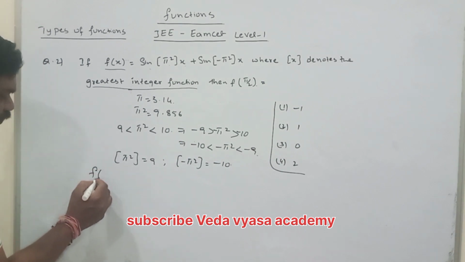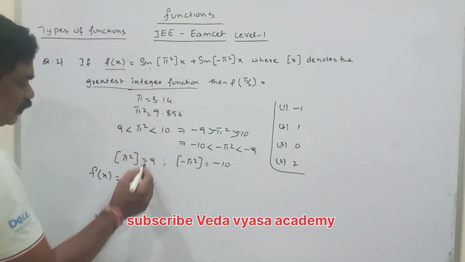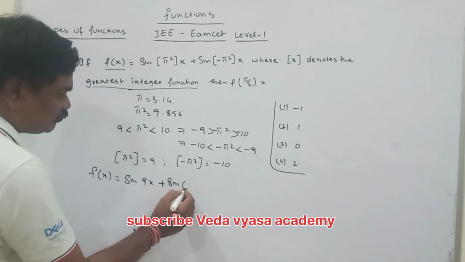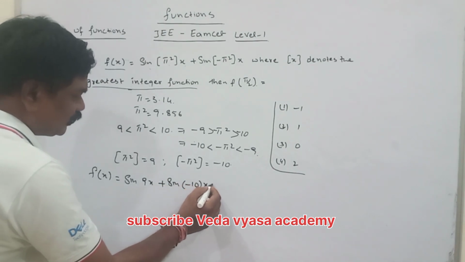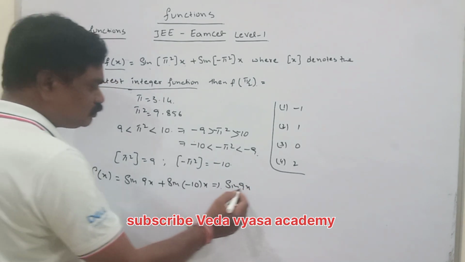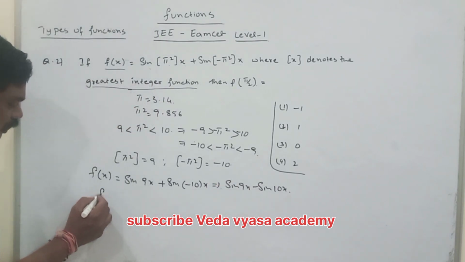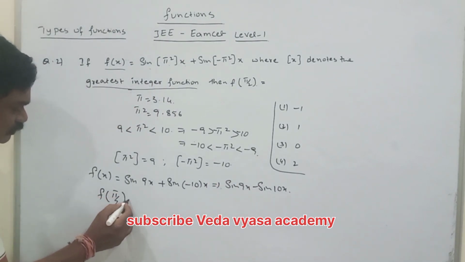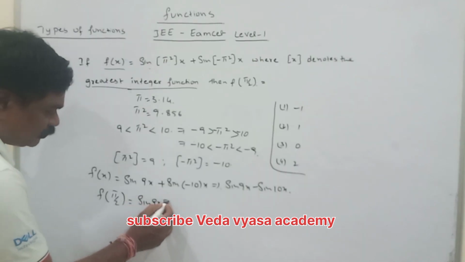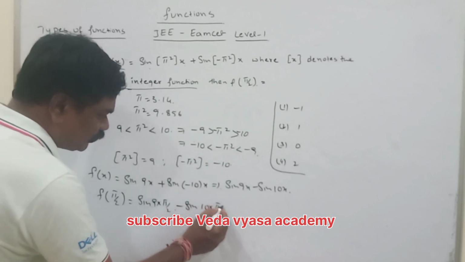So f of x is equal to sine 9x plus sine of minus 10x, which implies sine 9x minus sine 10x. So f of pi by 2 is equal to sine 9 into pi by 2 minus sine 10 into pi by 2.